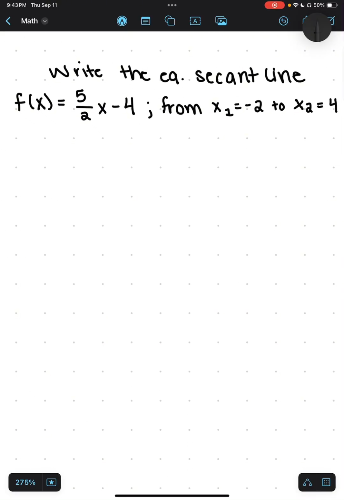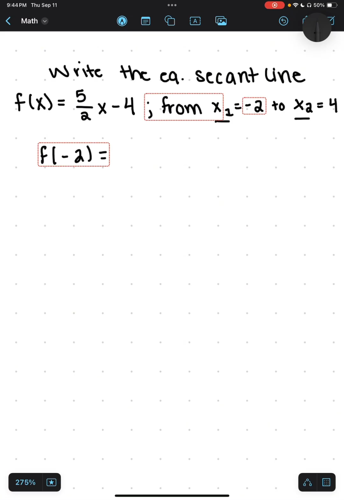So for this specific question, we're asked to write the equation of the secant line. We're given the function f of x equals 5 over 2x minus 4, and the x values from which they want us to find the secant line. So we have x1 equals negative 2 and x2 equals 4. What we first must do is plug in our x's.